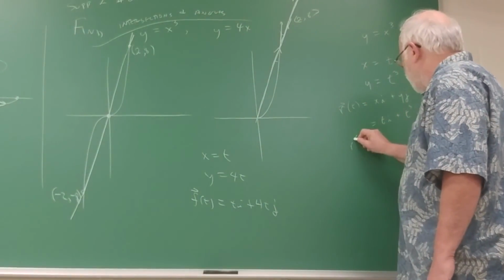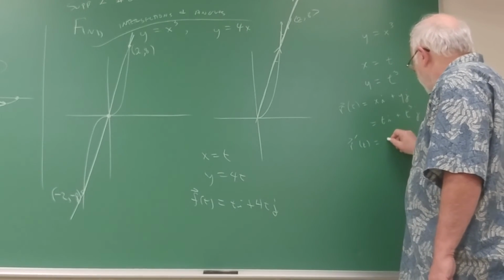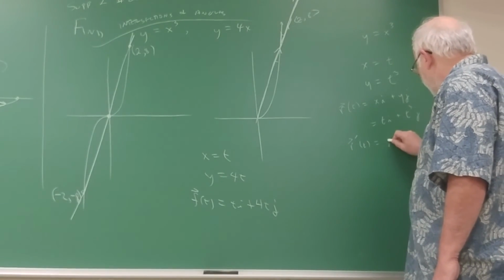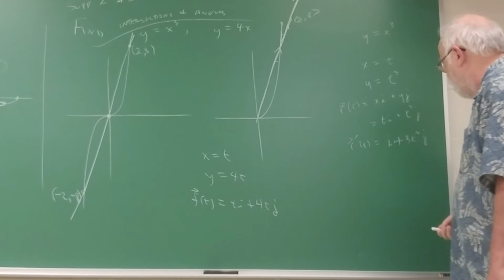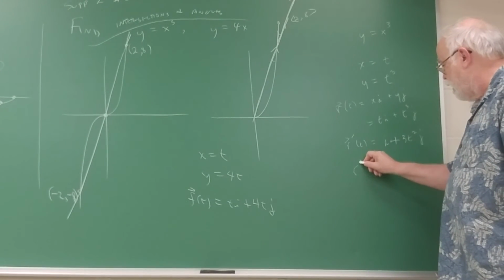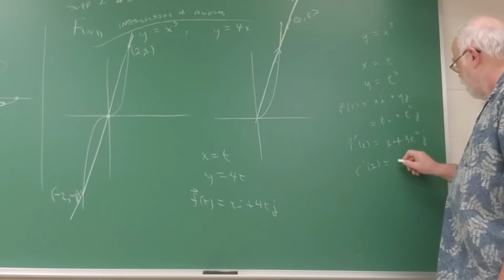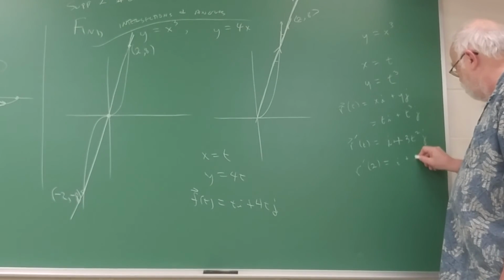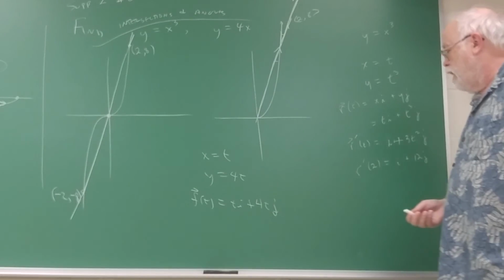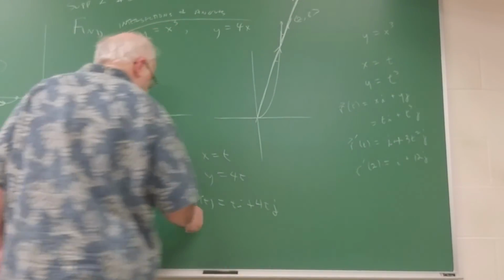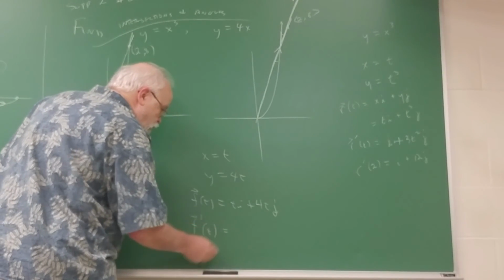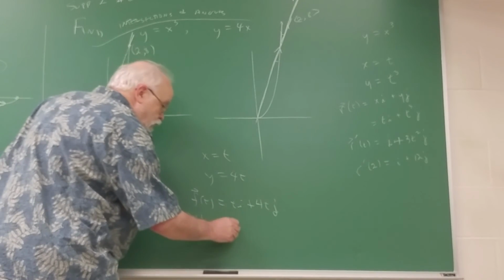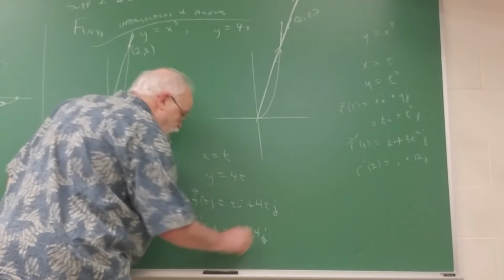And now I need the derivatives. So over here I've got r prime of t equals 1i plus 3t squared j. And so I want that at 2, and that's going to be i plus 12j. And over here, f prime, when it's a straight line parameterized uniformly, then you don't even need to evaluate it. It's just going to be i plus 4j.